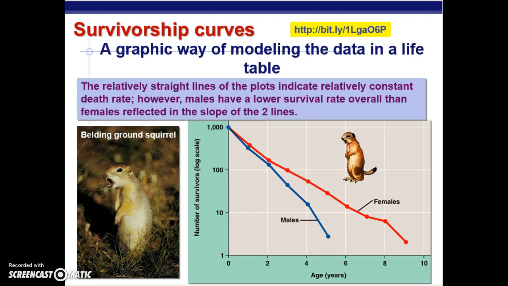These relatively straight lines indicate that there's a relatively constant death rate, actually. So even though it looked like we had a steep decline right at the beginning, when we actually plot it out in a survivorship curve, and this is one of the advantages of actually plotting our data, we can see that it's a pretty straight line, and so we actually are having a pretty constant death rate because the slope of these two lines is reflecting a pretty constant decline.